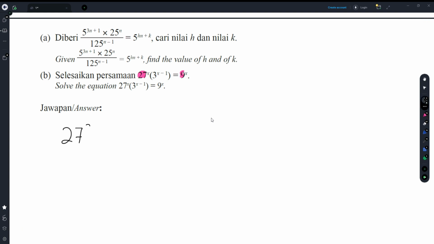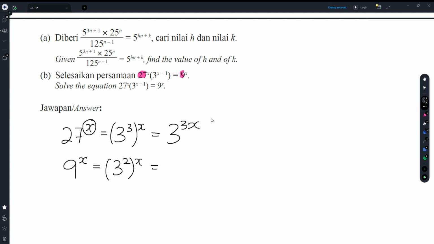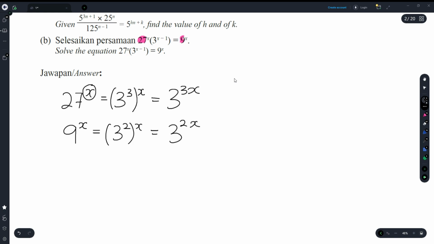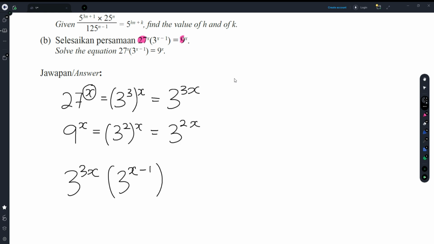So 27 to the power of x, I write as 3 to the power of 3, which is the 27, and outside we have x, so I put x. It becomes 3 to the power of 3x. Likewise, 9 to the power of x is actually 3 to the power of 2, and the x I must put outside, so it's 3 to the power of 2x. That's how you do replacement. So 27 to the power of x you write as 3 to the power of 3x, times bracket 3 to the power of x minus 1 close bracket, equivalent to 3 to the power of 2x.